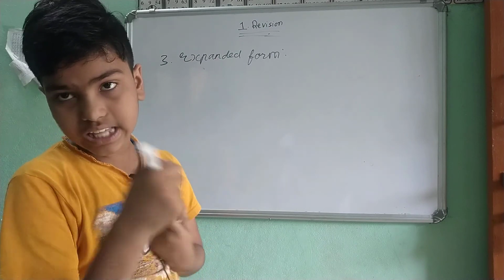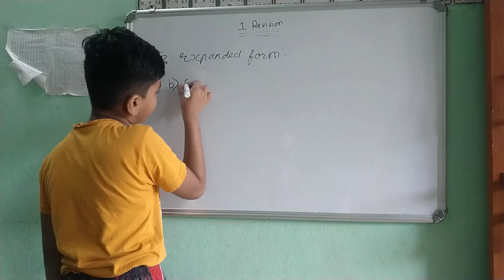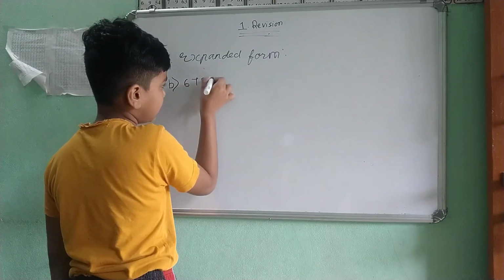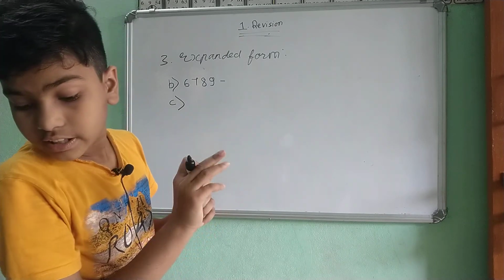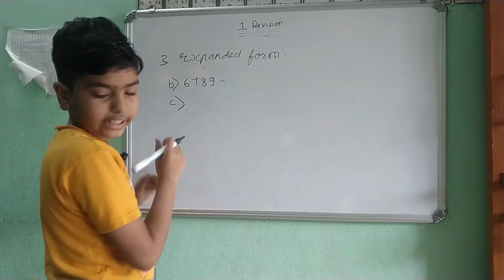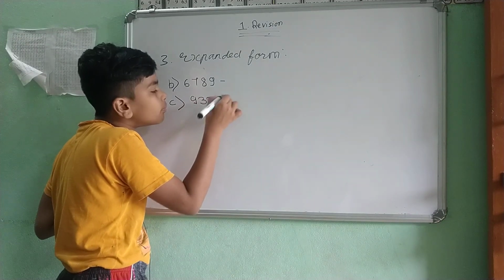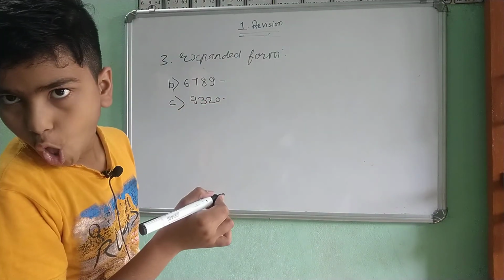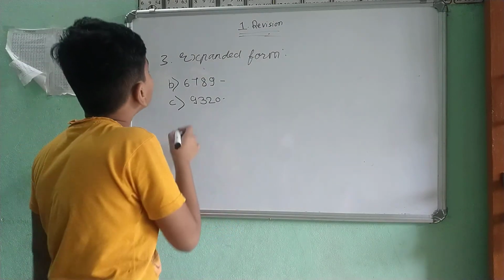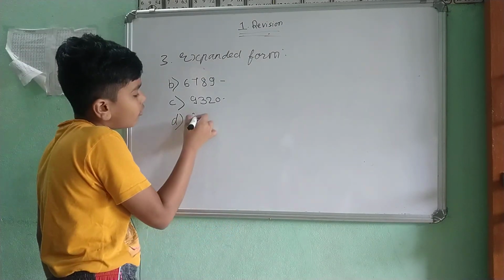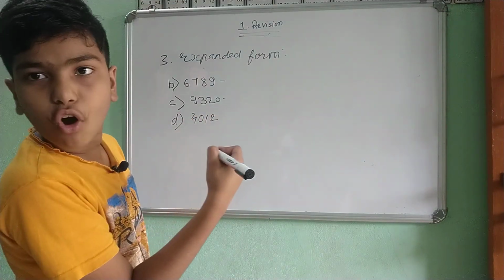Basically, it's 6,789. The question is 6,789. Then the C question says 9,320, and then 4,012.